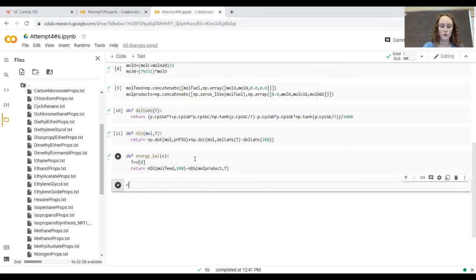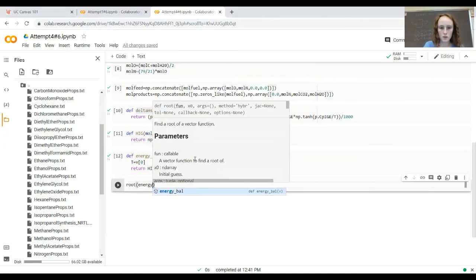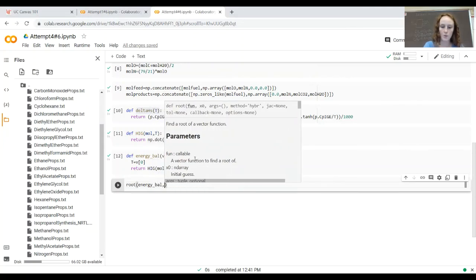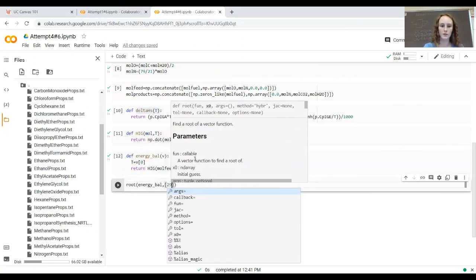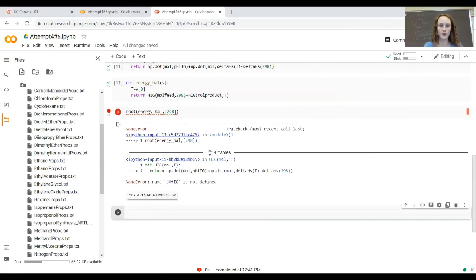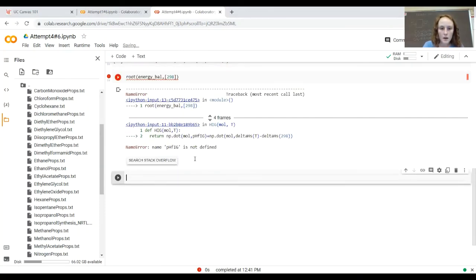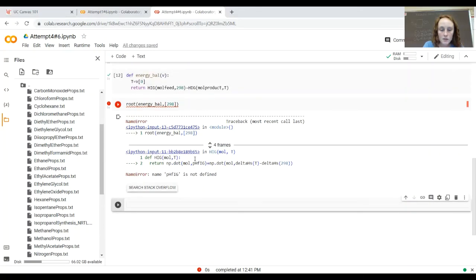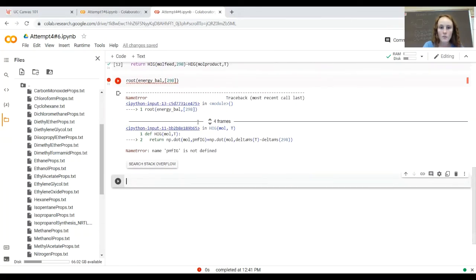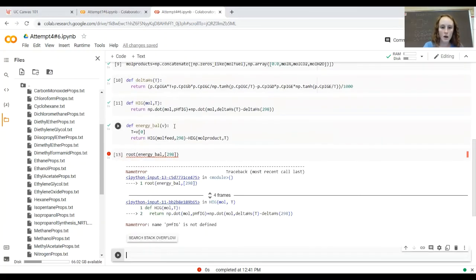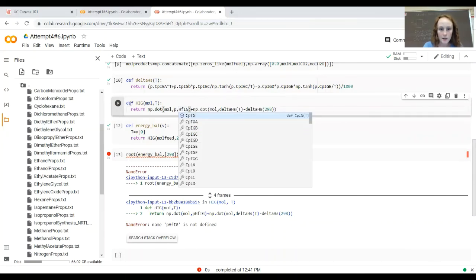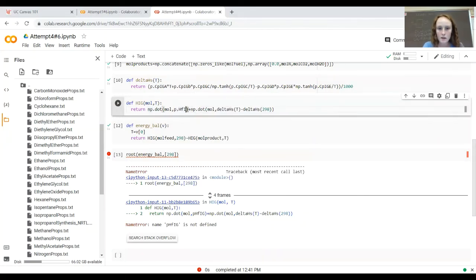So we're going to do root of energy balance underscore BAL. We're going to put in our initial guess as 298 Kelvin, and hopefully that will get us to what we need to. Otherwise, we can play around with it. And it looks like I have some mistakes. So you notice PHFIG is not defined. I believe it's because I need a, let's see. And if you've done it right, when you're typing it in, it should come up like that as well, which will help you know that you've done it right up to that point.